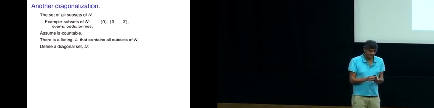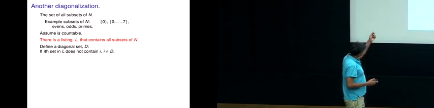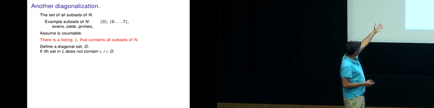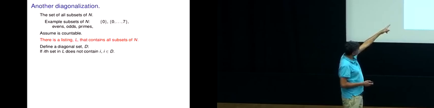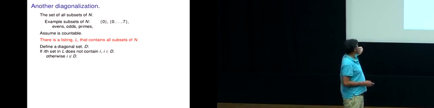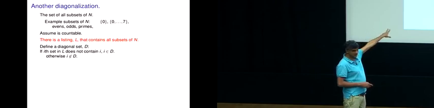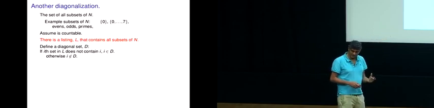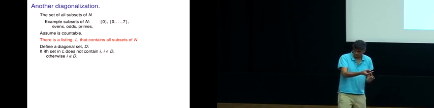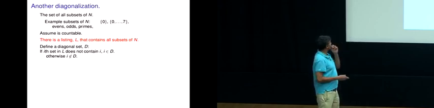Does that make sense? There's the listing L. For each set in this, take the ith set in this list. I'm going to define a set D, and now look at this ith set. If it does not contain i, I'm going to put i in D. Otherwise, if the ith set does contain i, I'm not going to put i in D. So D is a subset of the integers. For each integer, I could decide whether to put it in or not. That's the idea.